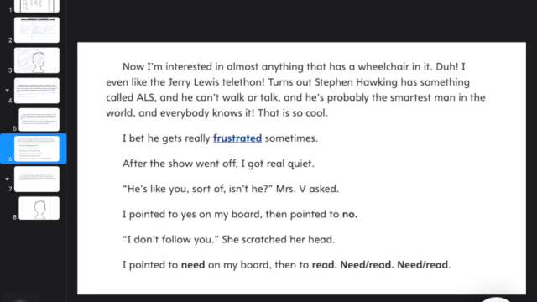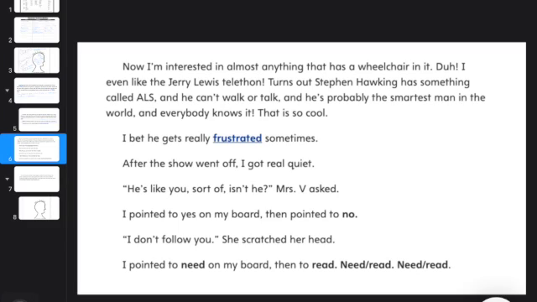No, I'm interested in almost anything that has a wheelchair in it. Duh. I even like the Jerry Lewis telethon. Turns out Stephen Hawking has something called ALS, and he can't walk or talk, and he's probably the smartest man in the world, and everybody knows it. That is so cool. I bet he gets really frustrated sometimes. After the show went off, I got real quiet. He's like you, sort of, isn't he? Mrs. V asked. I pointed to yes on my board, then pointed to no.